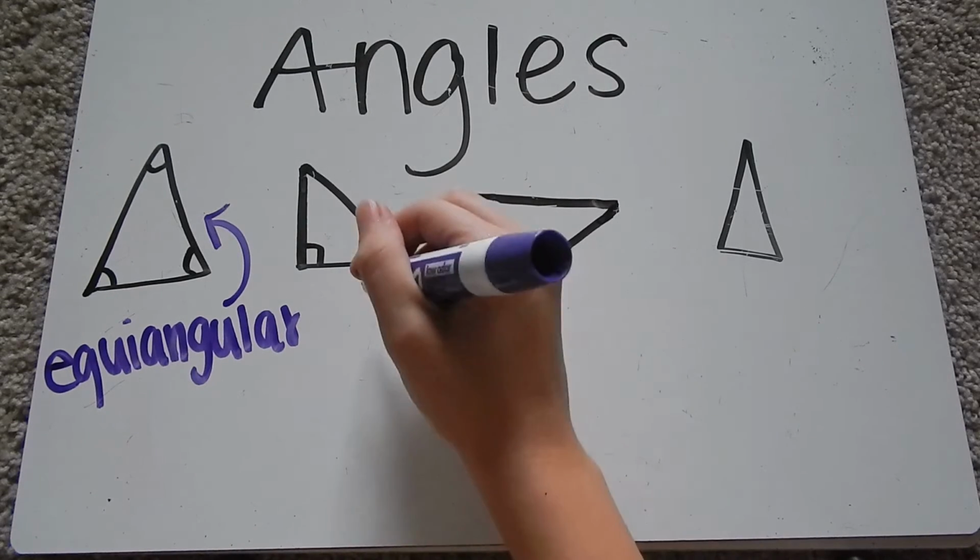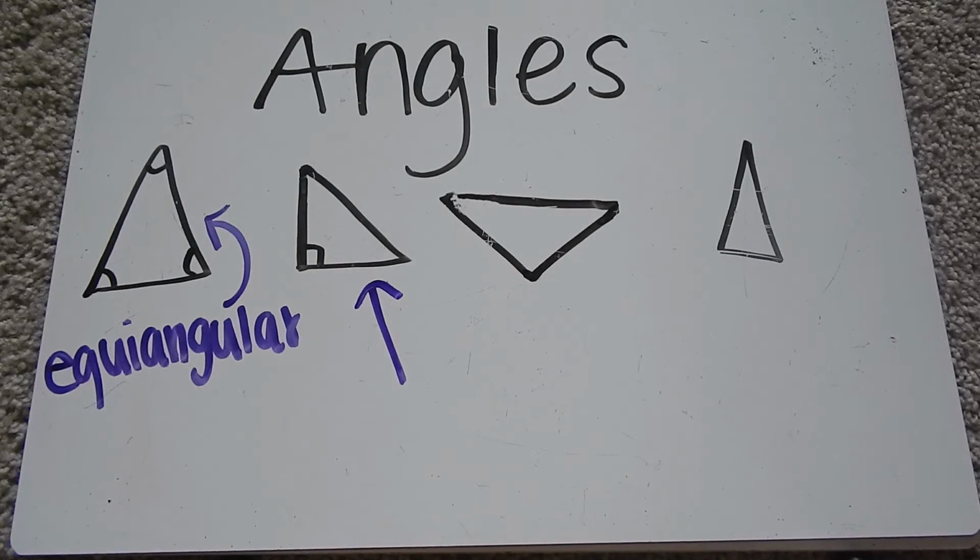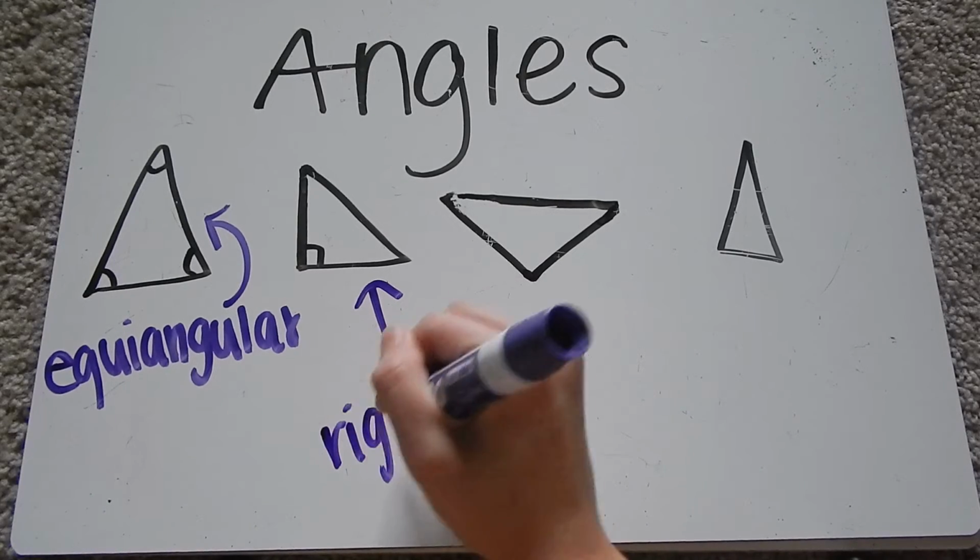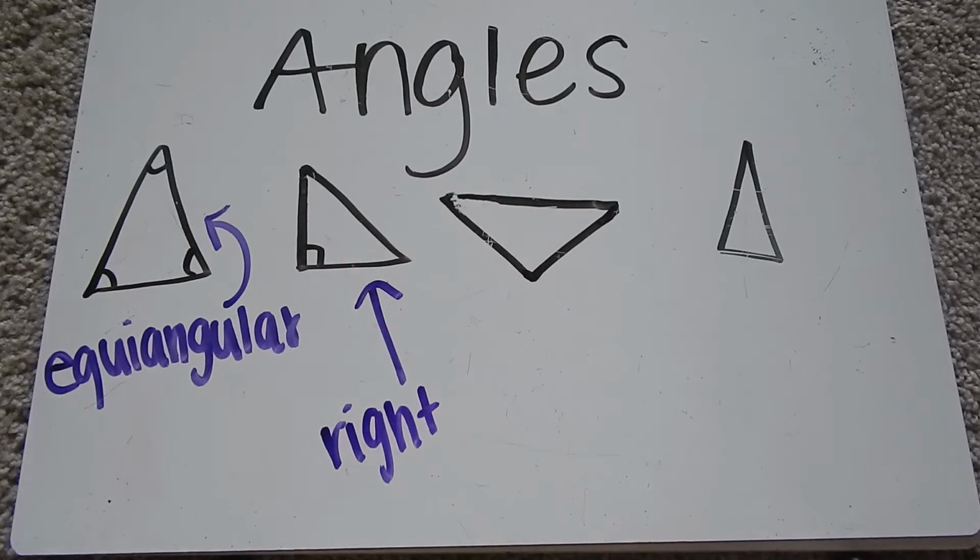Our second triangle we should be able to recognize as a right triangle. We have that box in the corner that indicates a right angle, which makes it a right triangle.